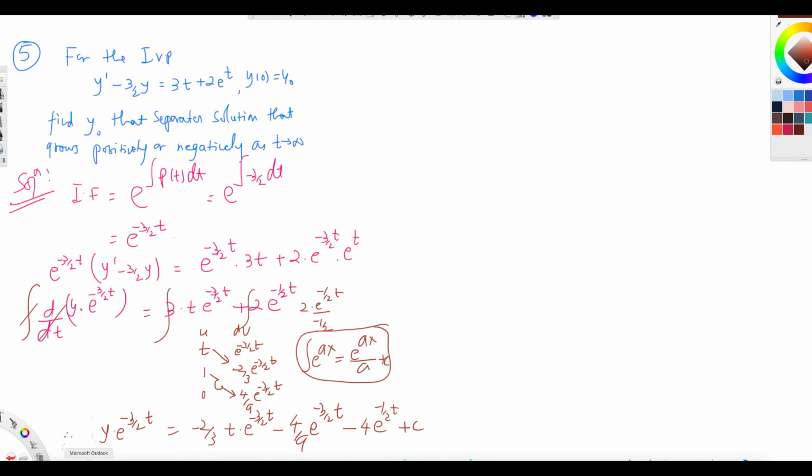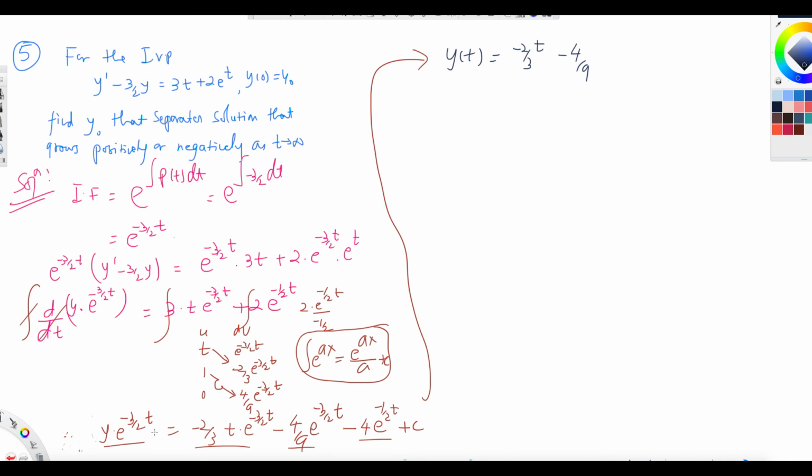Now the next thing I want to do is simplify this solution by, first of all, dividing by e to the negative 3 half t on all these terms. What do you get? Let me write down here. Then you get y of t equals negative 2/3 t, since dividing by that will cancel out, right? And then minus 4/9, that will be e to the negative 3 half t, right?